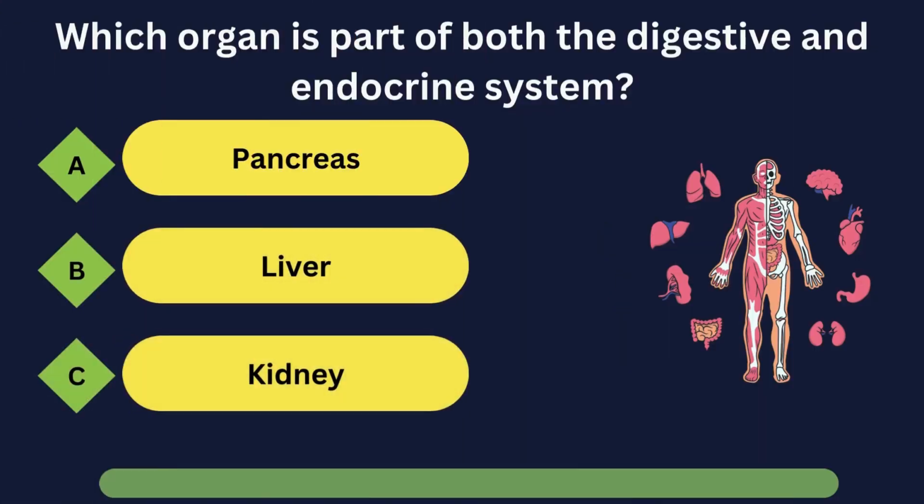Which organ is part of both the digestive and endocrine system? A. Pancreas. B. Liver. C. Kidney.